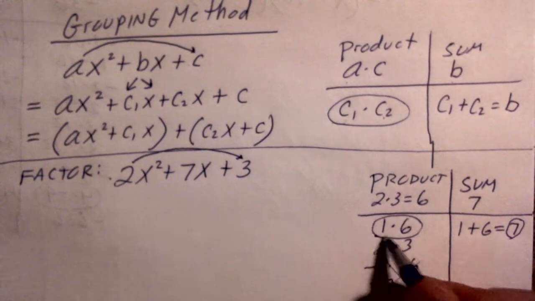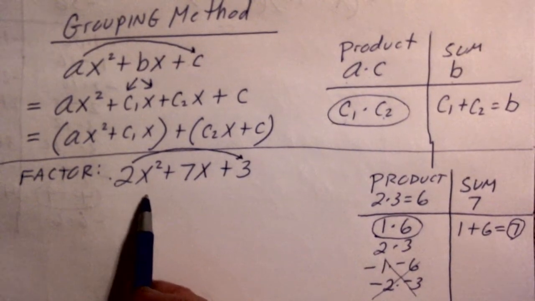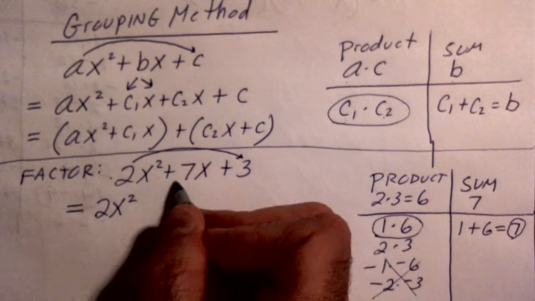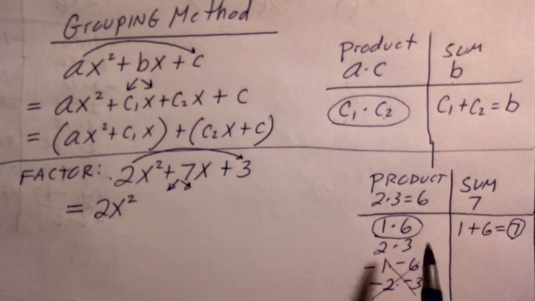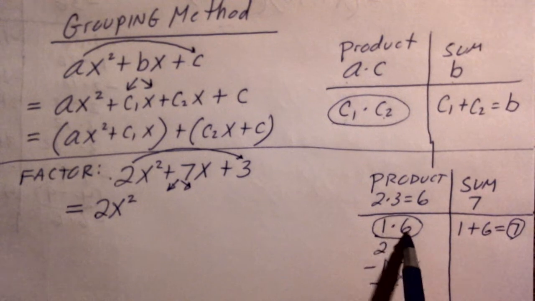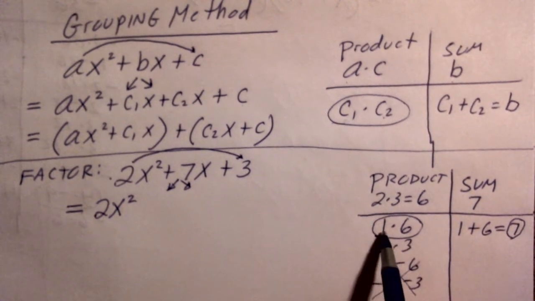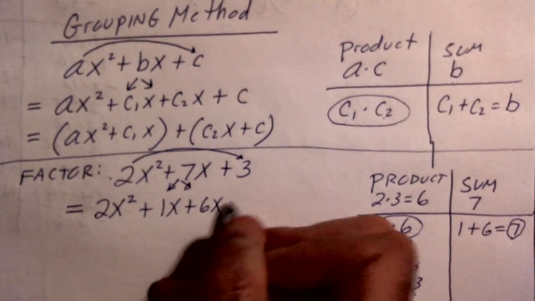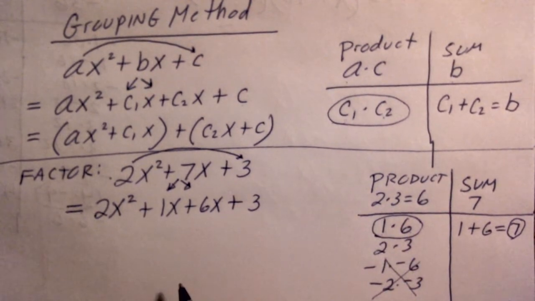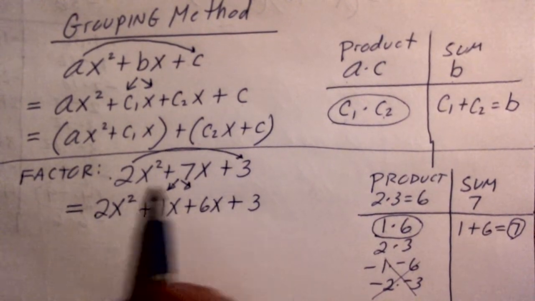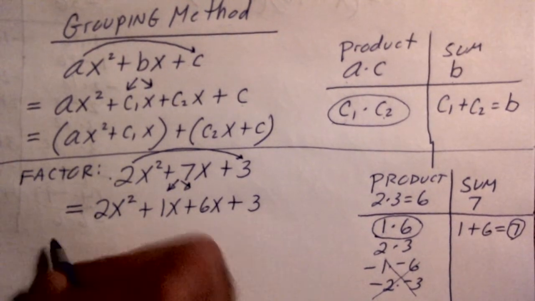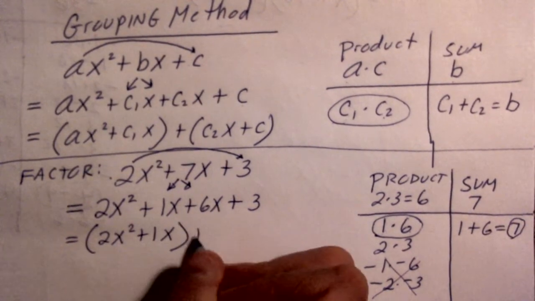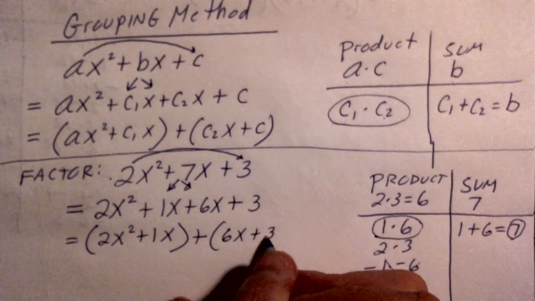And because of that, we're now going to rewrite our trinomial as an equivalent 4-term polynomial. So I say equal 2x squared. The middle term 7x now is going to be split up and rewritten as the sum of our decided upon factors over here. So 7x is going to be rewritten as plus 1x plus 6x. And you got your plus 3. Now that we have an equivalent 4-term polynomial for our original trinomial, we're going to use grouping to factor this 4-term polynomial. So we throw parentheses around our first two terms, and we place parentheses around our last two terms.